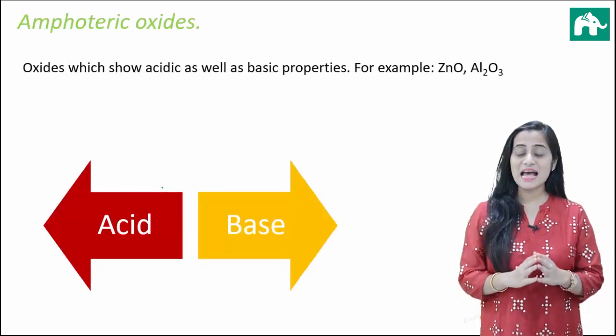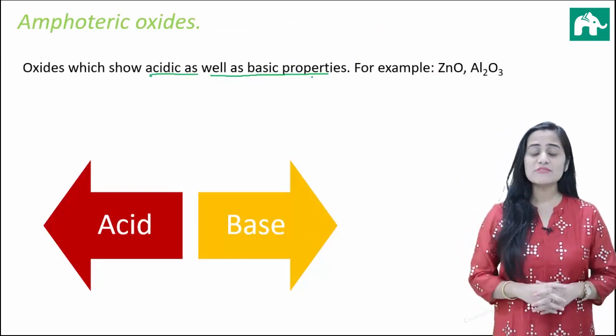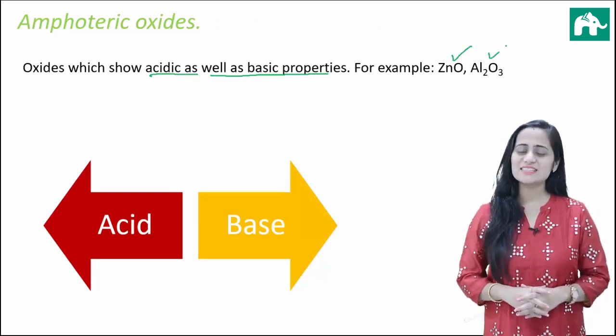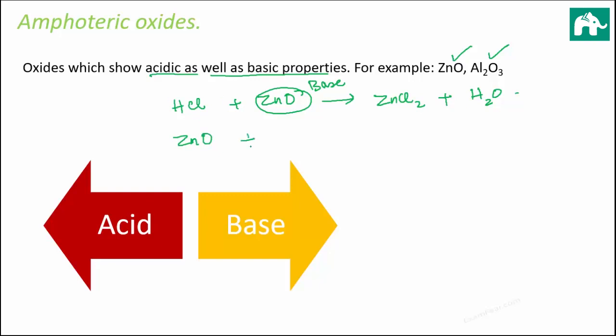Oxides which show acidic as well as basic properties are called amphoteric oxides. Examples of amphoteric oxides are zinc oxide and aluminium oxide. So what you would see is, if acid reacts with zinc oxide, what happens? Neutralization. That is, you get salt plus H2O. So this shows that zinc oxide here behaves like a base because it reacts with acid to form salt plus water. Whereas if the same zinc oxide reacts with NaOH, what do we see?